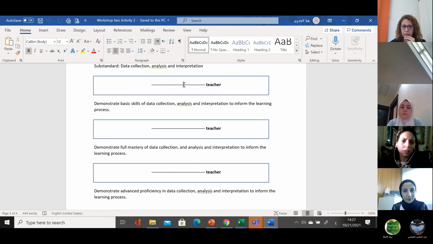I think it's practitioner because she demonstrates only the basic skills. Okay. So she didn't go further. She's doing the job as is. She's excellent, not giving more. Bravo. Move to the second one and the third one. Demonstrate full mastery of data collection and analysis and interpretation to inform the learning process. Here we have advanced. Okay. Read the third one.